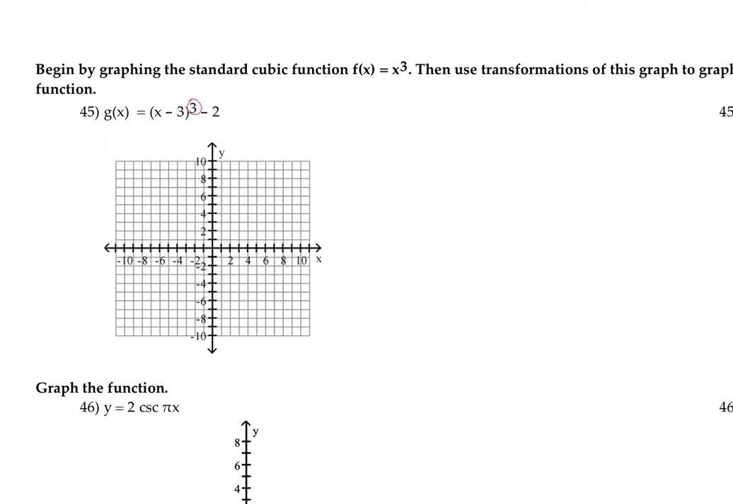45, now I've got a cubic function, so my shape looks like this. This goes right 3, this is down 2, right 3, down 2, and my graph points up, right, and down, left.